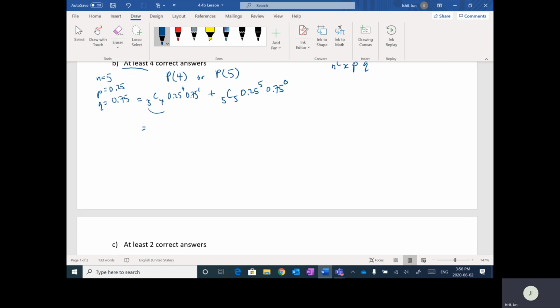Okay, so this whole thing turned out to be 0.0146. All right, I'm just going to go to that many decimal places. Now 5 choose 5 is 1, I know that. 0.25 to the 5th power is 0.0000976.